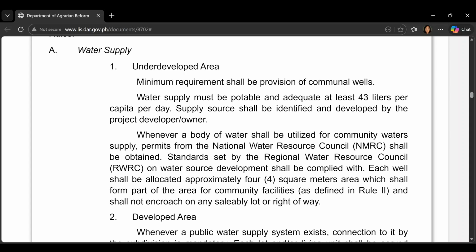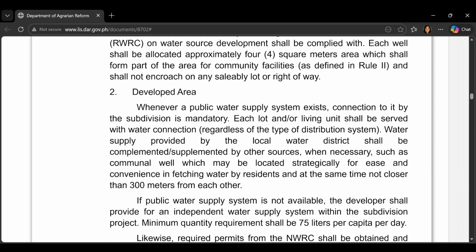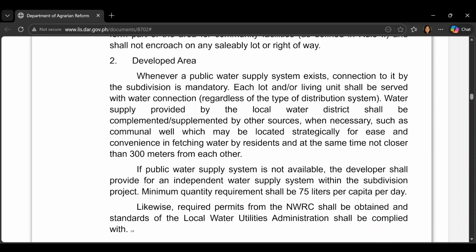Each well shall be allocated approximately 4 square meters area, which shall form part of the area for community facilities as defined in Rule 2 and shall not encroach on any saleable lot or right-of-way. 2. Developed area. Whenever a public water supply system exists, connection to it by the subdivision is mandatory. Each lot and/or living unit shall be served with water connection regardless of the type of distribution system.